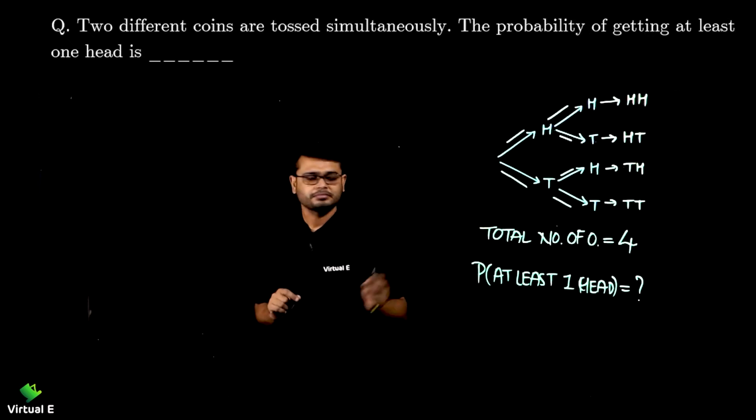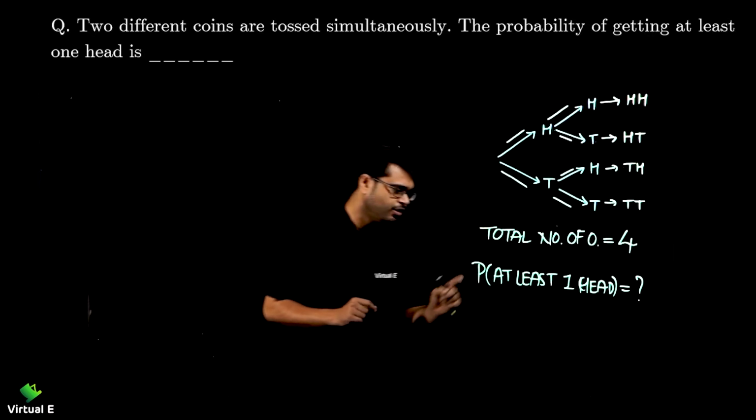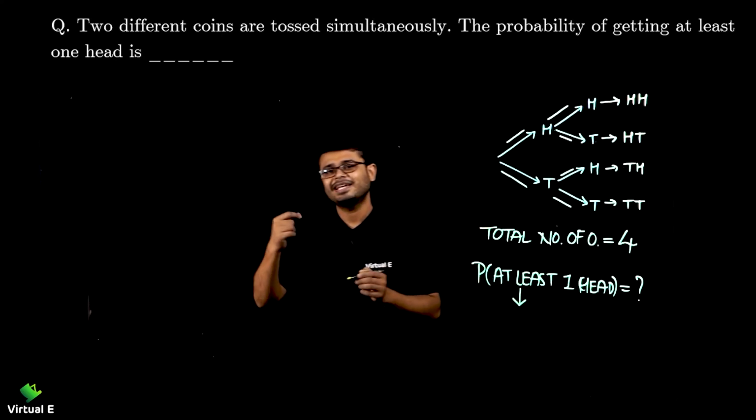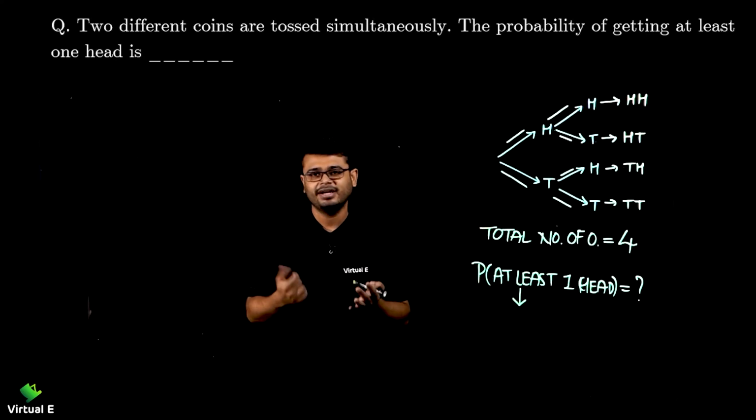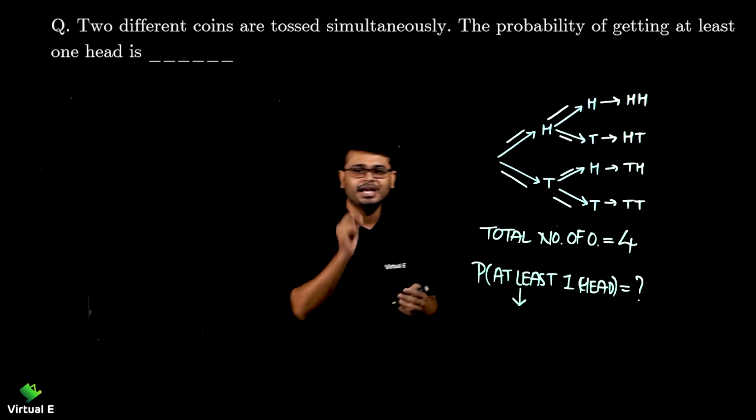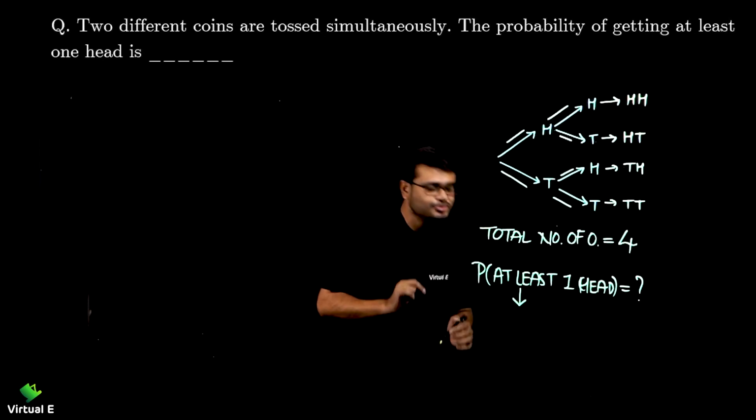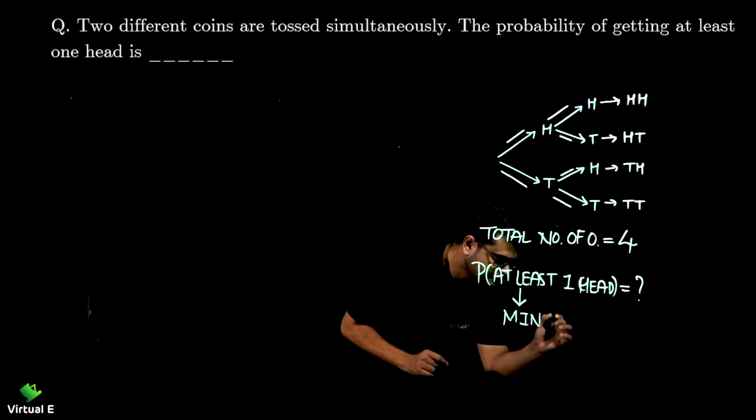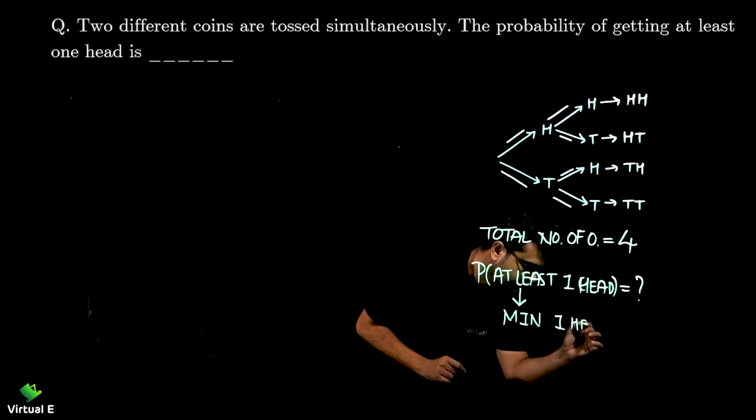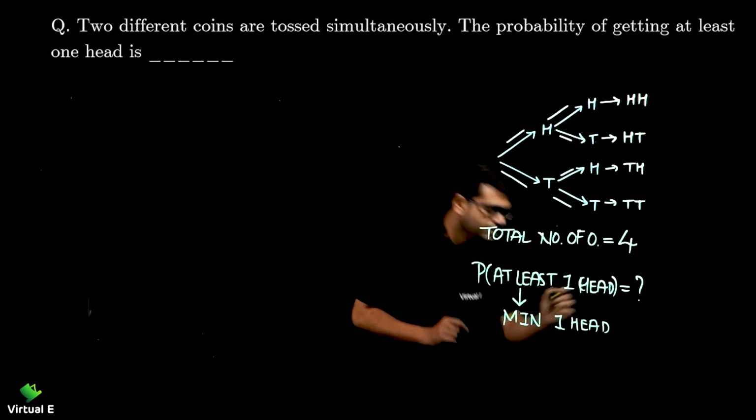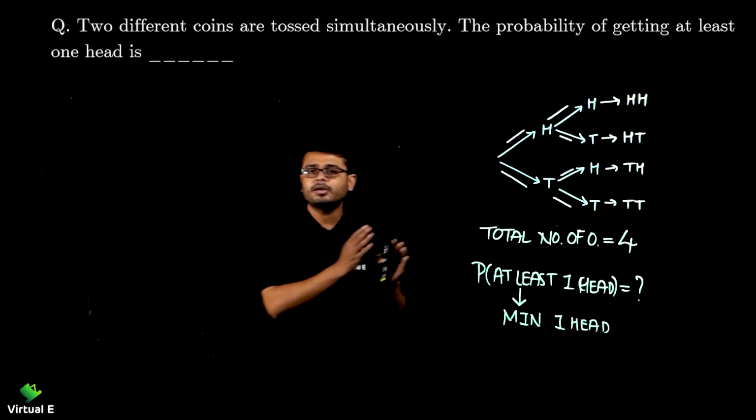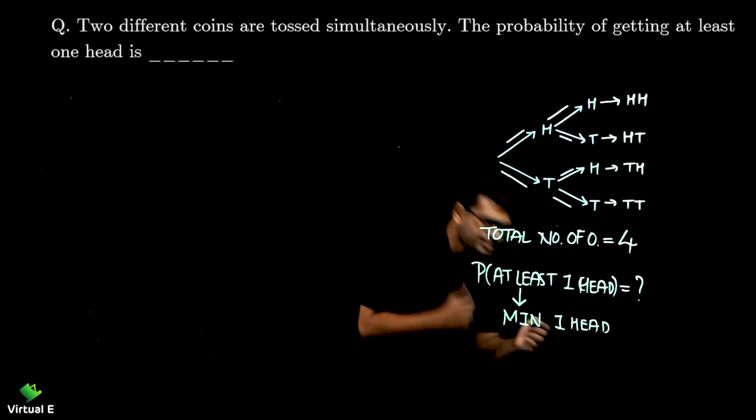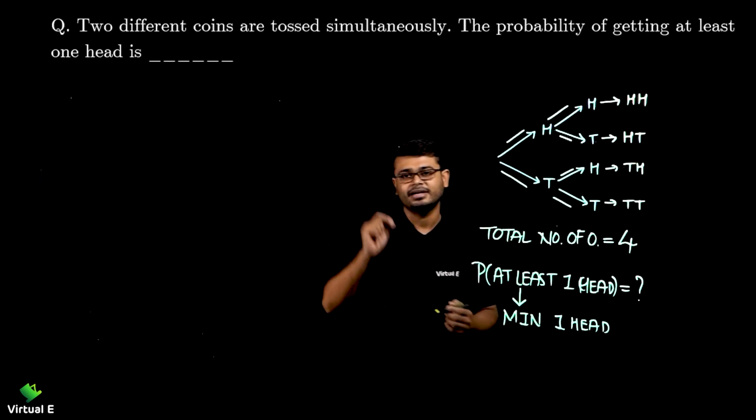Now here we need to understand the meaning of the word at least. At least means, you know, at least get 17 marks in exam, right? At least get 20 marks. At least means minimum, itna to chahiye hi, right? So this means minimum one head. Okay, now we need to interpret the meaning of this thing. Minimum means 2 heads are accepted, minimum 1 head, right?